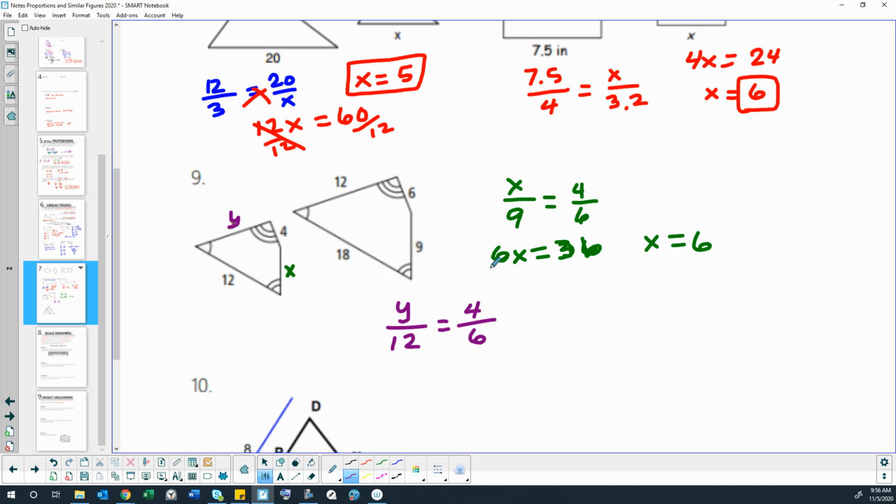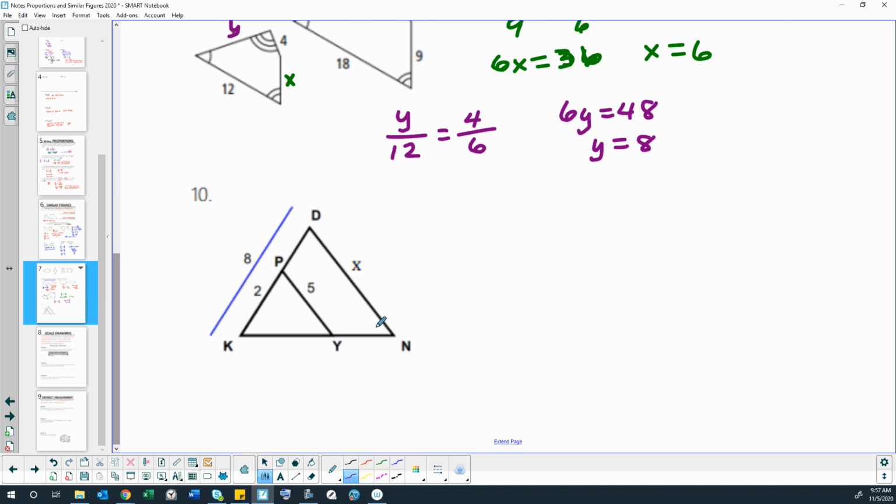So I have to do these separately, one problem for x, one problem for y, but I can use the 4/6 ratio in each problem. So cross multiply, we get 6y equals 48. Divide both sides by 6, y will equal 8. So we have this side with a length of 8 and this side with a length of 6. We found the missing pieces because the two shapes are similar.